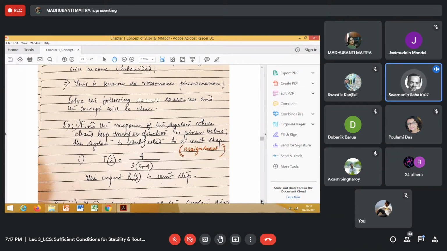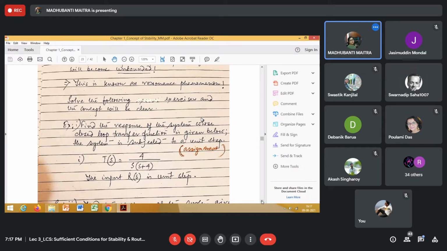Ma'am, would you please repeat the resonance part? That means what is resonance? Resonance means one pole location is matching with the other pole location. No, they are not multiple poles. The poles are co-located. One pole location is matching with the other pole location. Because of this matching phenomenon, we use the term resonance.